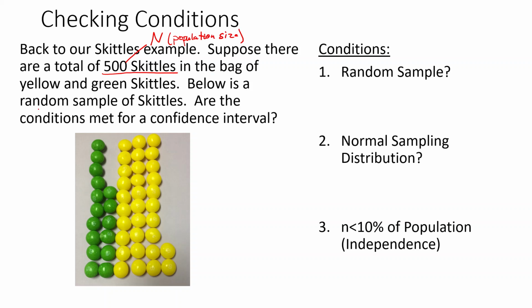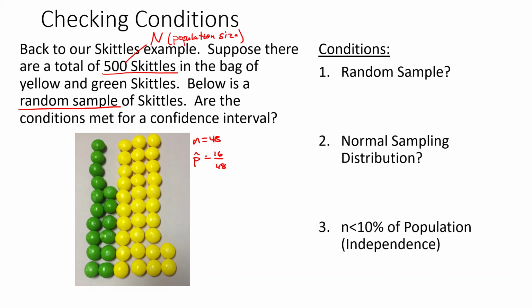Below is the random sample. Remember, we took a random sample of Skittles. So our n here was 48. Our p-hat was 16 out of 48. All right, are the conditions met?